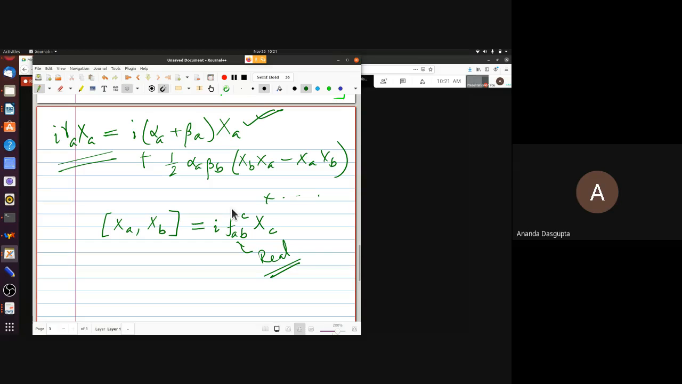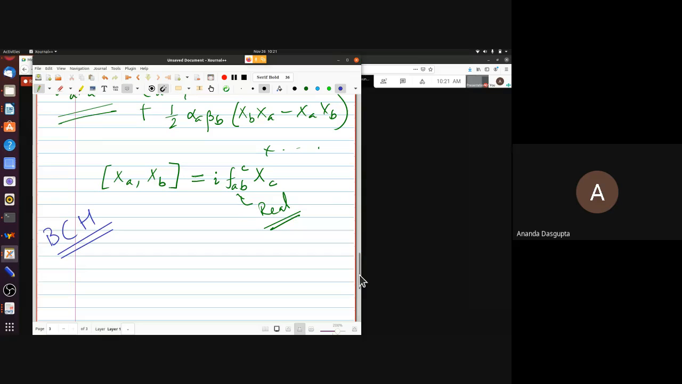Now, what turns out, and this is something which I'm not going to prove because I don't have the time, but it's easily read up anywhere, is this BCH formula. You have this BCH formula, the Baker-Campbell-Hausdorff formula, which essentially tells you how to combine exponentials.